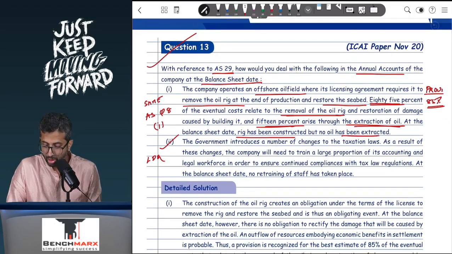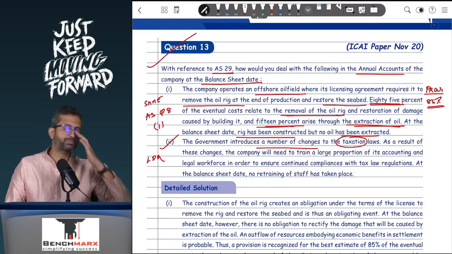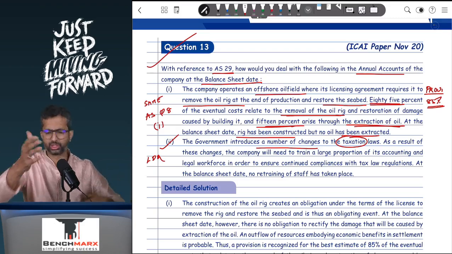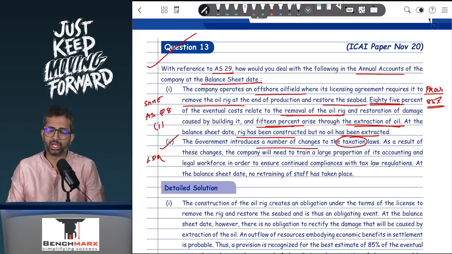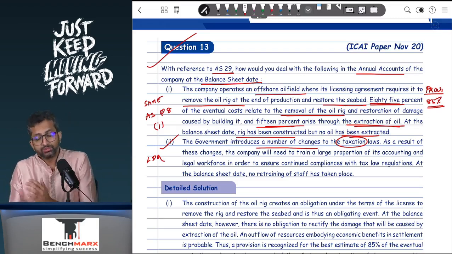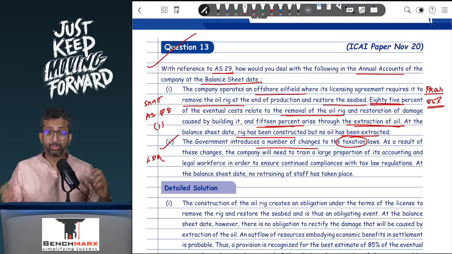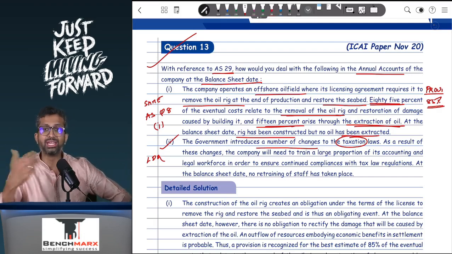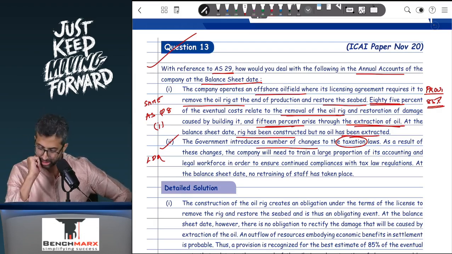Subpoint 2 is a new part. The government introduces a number of changes to taxation laws. Like as we speak, the government is planning to introduce a new income tax act. You might have studied or you might be studying Income Tax Act of 1961, but the government is planning to have a new act. Now, if the new act actually comes, people who are already practicing will need to update their understanding and hence they might need training.